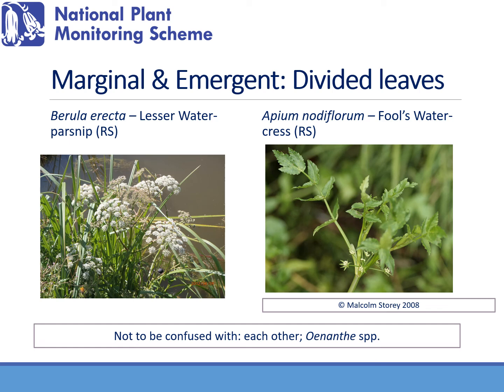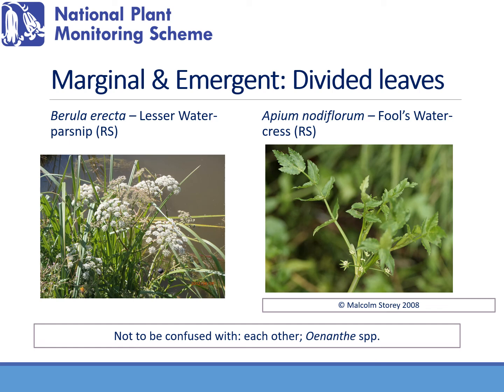Perhaps the best thing to look for is what's known as a characteristic discoloured ring, which occurs on the Berula erecta leaf stems just below the lowest pair of leaflets. So if you find a leaf of Berula, look on the stem below the lowest pair of leaflets, and you should find a discoloured ring, and that will help distinguish Berula from Apium.